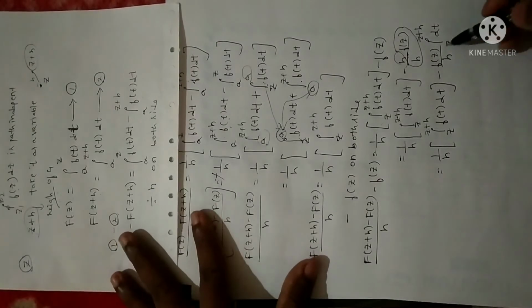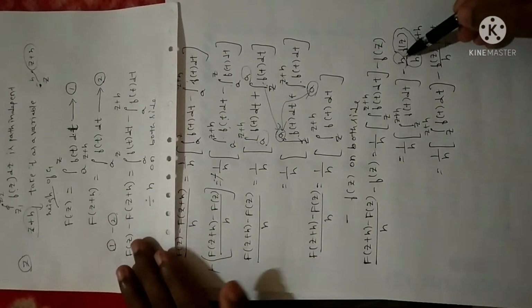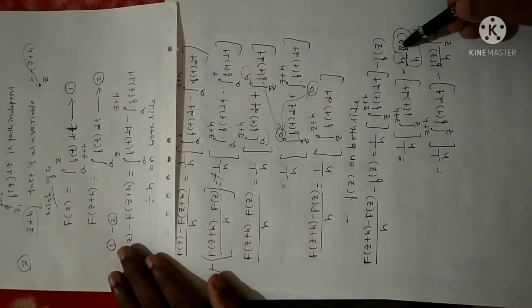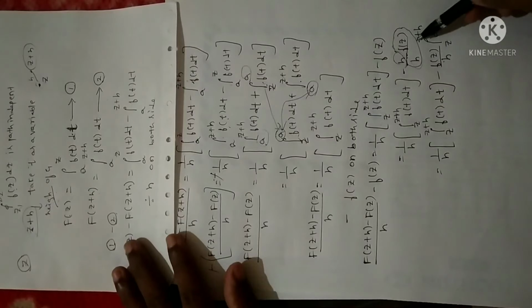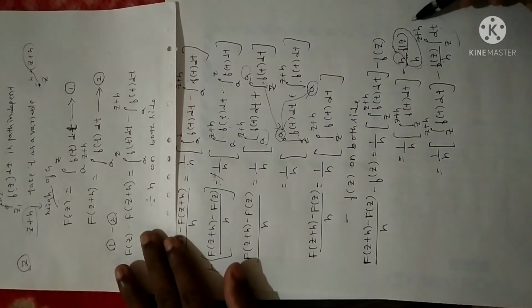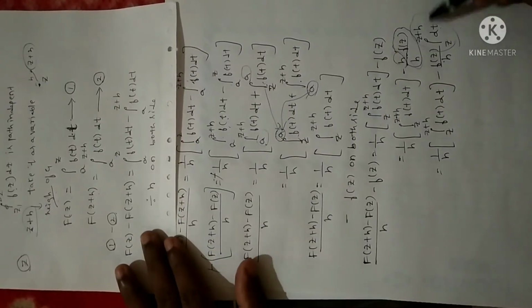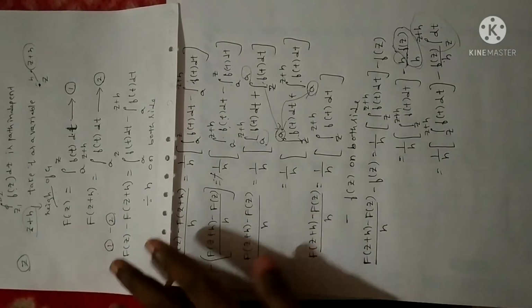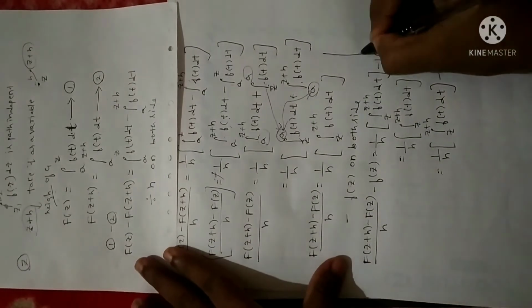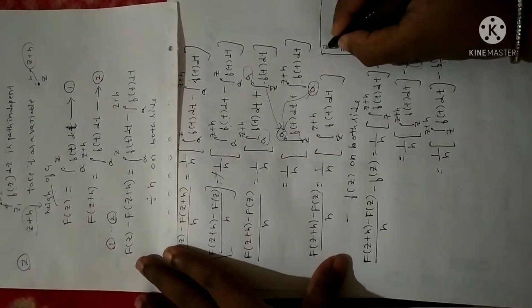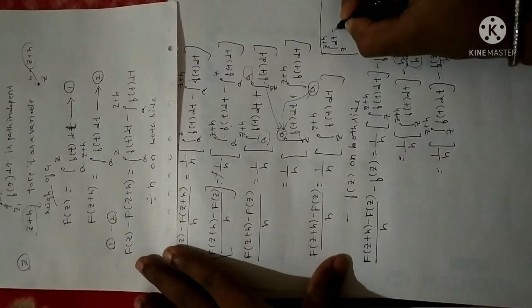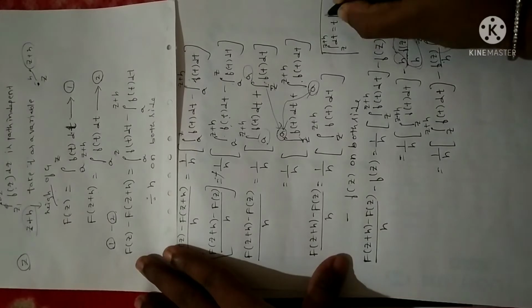I'm repeating this step once again. Why? Because it is a bit confusing. See here, what I did is, first I have separated f of z by h. I have written this term separately. Now h can be written as integral over z to z plus h dt. Why? Because if you simplify this, you will get back h only. If you want, I'll show you here. See, integral over z to z plus h dt. So integration of dt is t. Upper limit is z plus h.